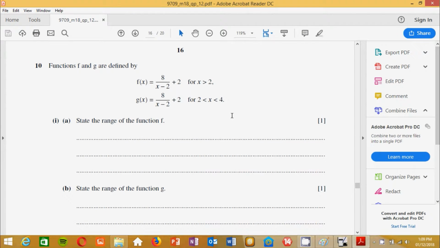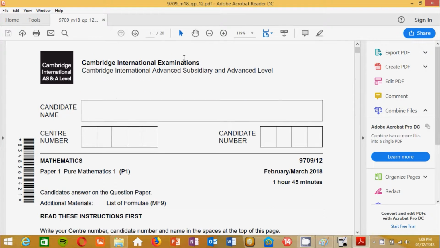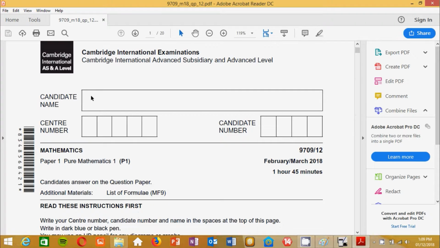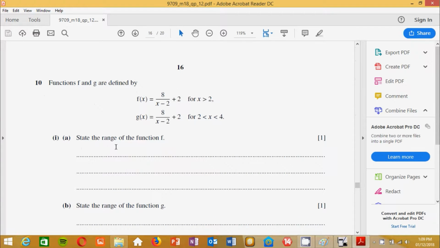Now sometimes we can't graph the particular function that we want to find the range of. For example, we're going to be doing this example with a past paper question. As you can see here, this is the particular past paper that I'm looking at, and this is question 10. State the range of this function 8 over x minus 2 plus 2 for x is greater than 2.